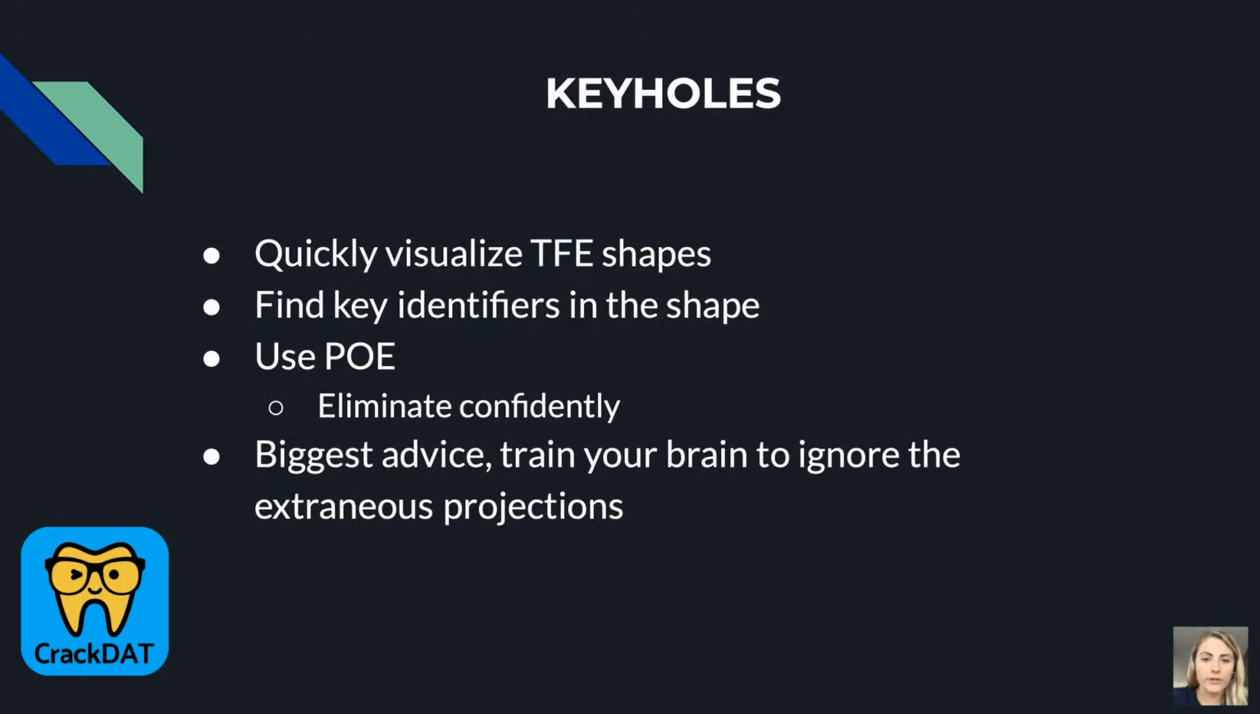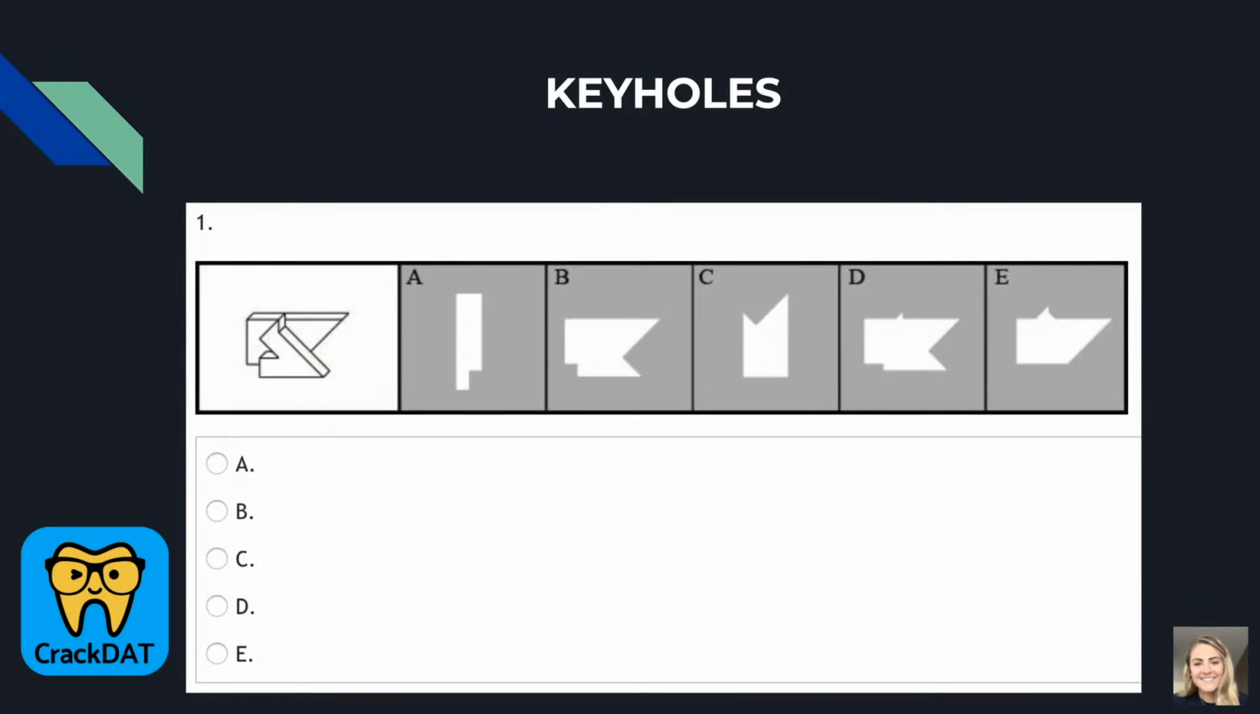So first one, keyholes. Quickly visualize top, front, end shapes. This helps with TFE section 2. What I mean by quickly visualizing the TFE shapes is, when you get this figure here on the left, don't worry about all these little intricacies and these little jags. Quickly in your mind go, okay, if I were to look from here down, what would this be? It's going to be this edge to this edge, so it's just a rectangle, and this edge to this edge, a rectangle. So you know it's two rectangles next to each other.